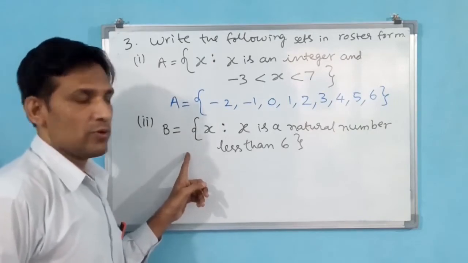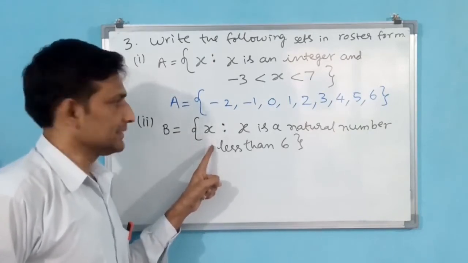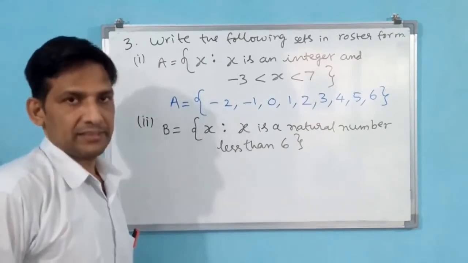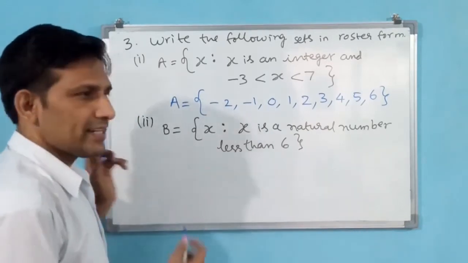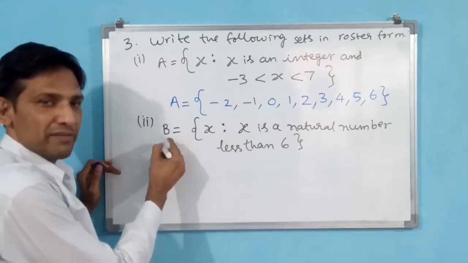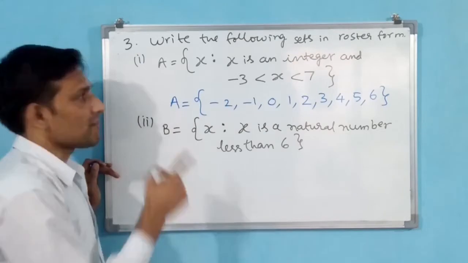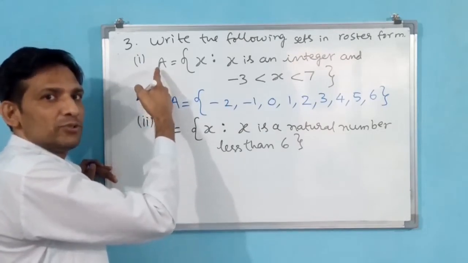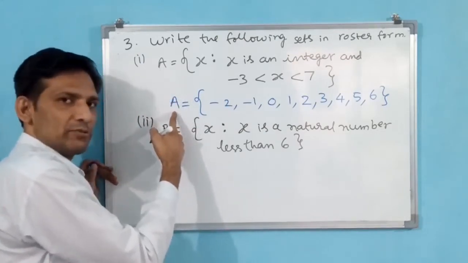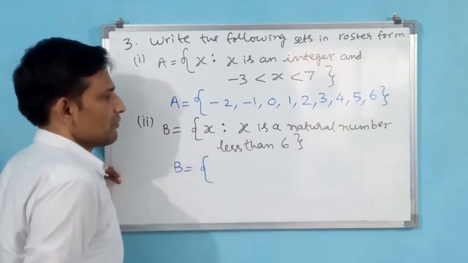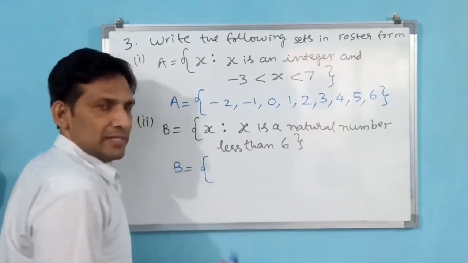B is equal to the set of all x such that x is a natural number less than 6. Okay, here you should not take N. You have to take B only. Why? Because they have clearly mentioned B. Here also integers Z you should not take. Why? Because in the question they have told you take A, then you have to take A only here. Here also B only. B is equal to, okay, natural numbers start from 1.